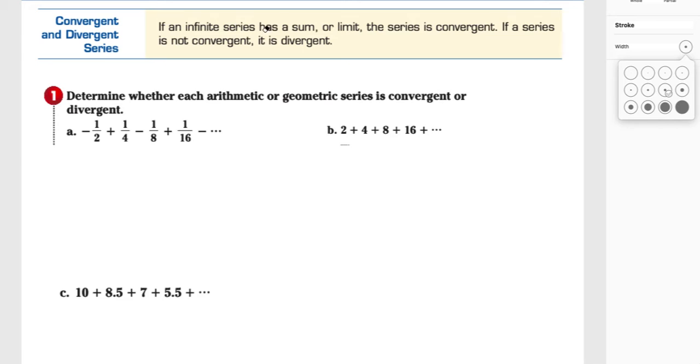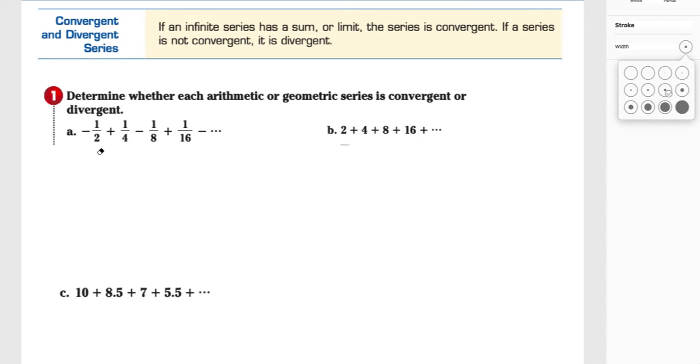So if an infinite series has a sum or a limit, the series is convergent. If a series is not convergent, it is divergent. So let's keep that in mind as we look at example 1. We're going to determine whether each arithmetic or geometric series is convergent or divergent. Well, here it looks like we're dealing with a geometric series.